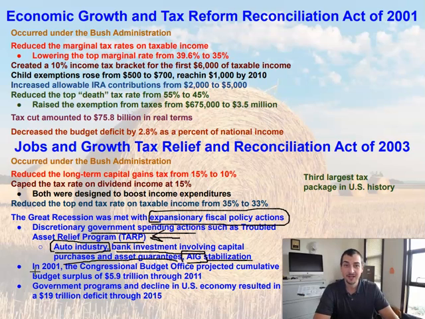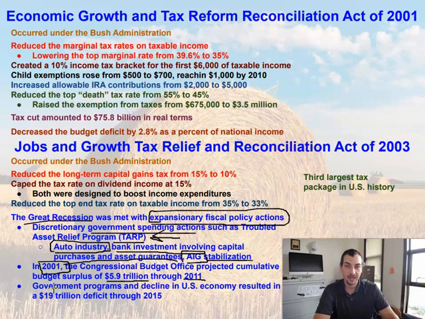An interesting takeaway from the Great Recession is that in 2001, the Congressional Budget Office projected a cumulative budget surplus of $5.9 trillion through 2011. So in 2001, they were actually predicting that we weren't going to be in a federal budget deficit. We were going to be in a surplus. We were going to be able to start paying down our national debt and coming out of that debt. That's what they predicted, a surplus of $5.9 trillion by 2011.